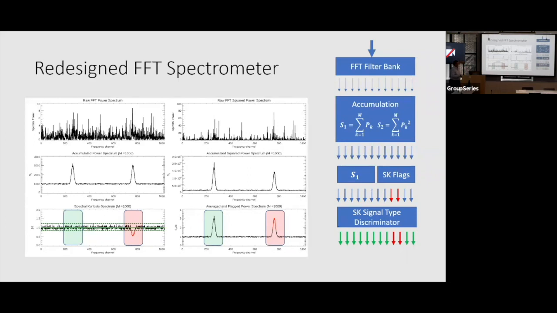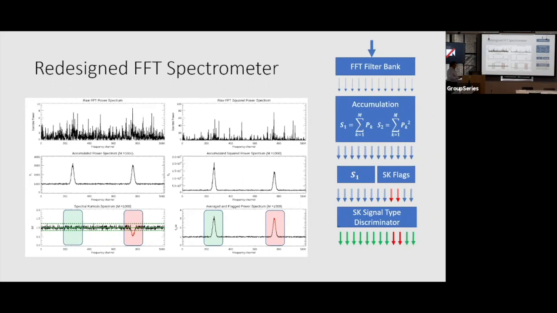What I want to show you is what we can do. You can have the power, and you have the SK flags that tell you there is something different about this spectral peak, compared from the red to the green one.